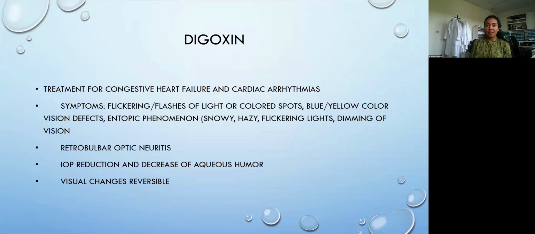You may have read this for your board exams: ectopic phenomenon, or snowy, hazy vision, flickering lights, and also dimming of vision. And this causes retrobulbar optic neuritis. It can also cause IOP reduction because of decrease of aqueous humor. And these visual changes are reversible if the drug is discontinued.